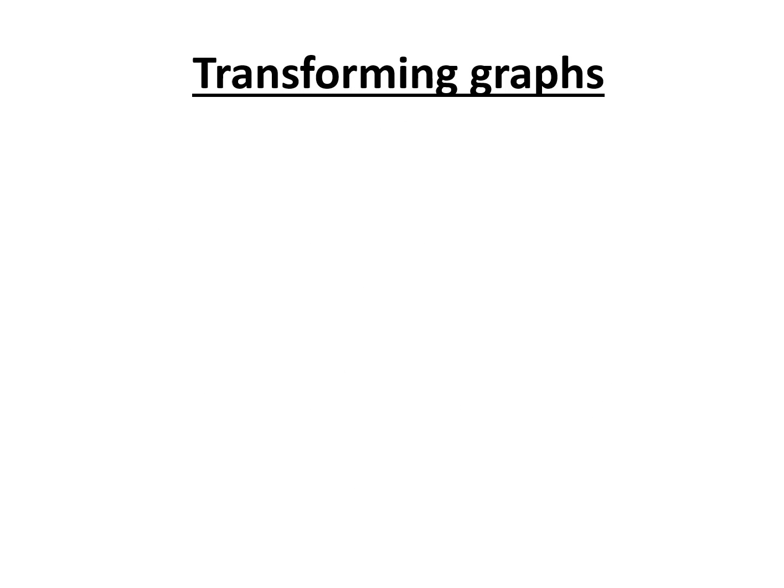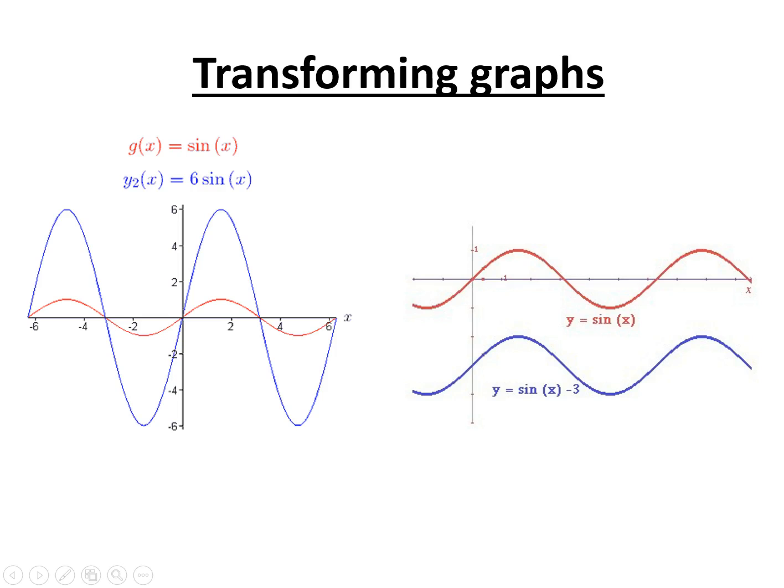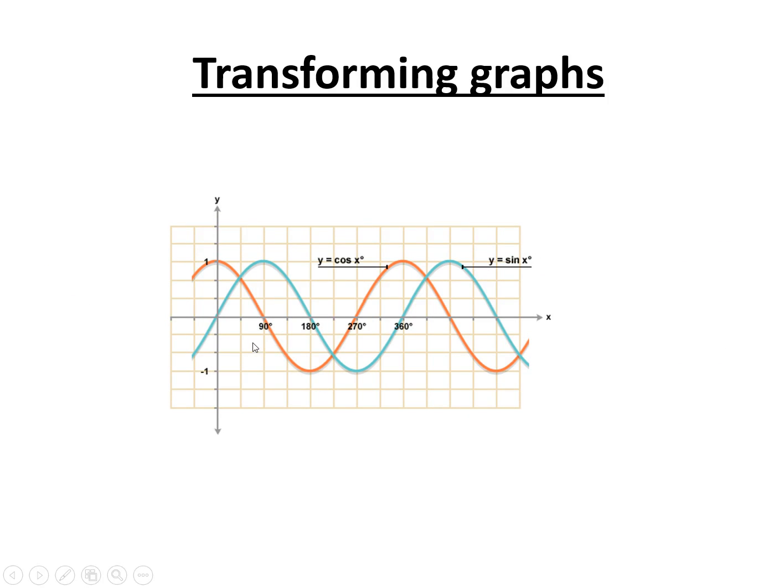So we'll have a quick look at transforming these graphs. If you do sine x times 6, then it changes the amplitude from 1 to 6, and all the sine values are multiplied by 6. And if you do sine x minus 3, then it just moves it down by 3. You just need to be able to apply the same graph transformations as you do to any other. And I'll just have a quick look at sine x and cos x on the same graph together.